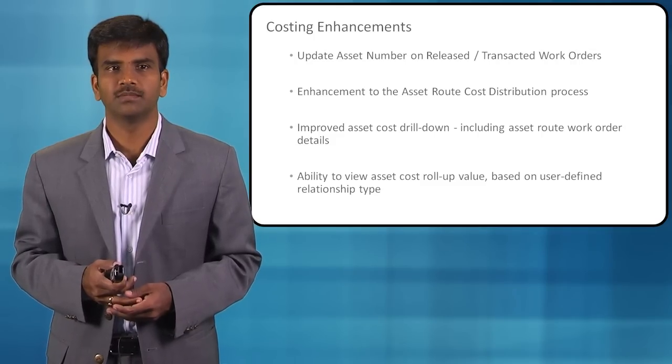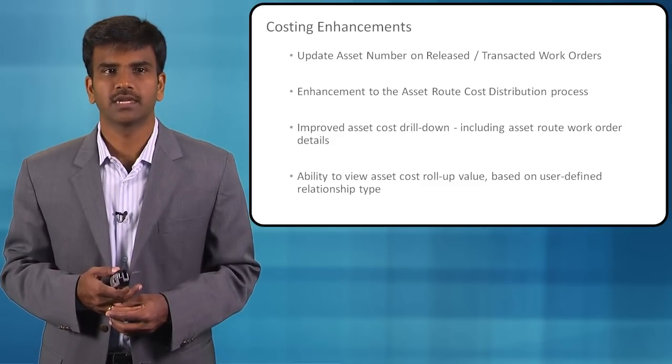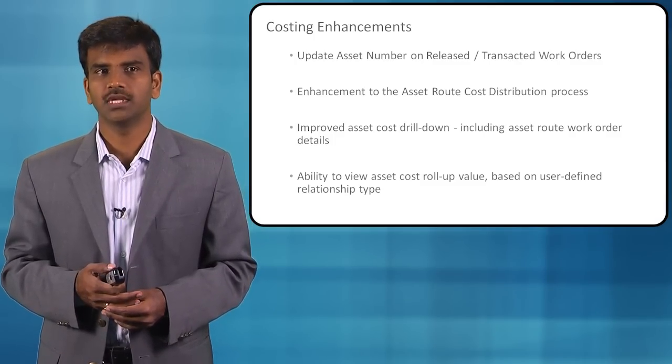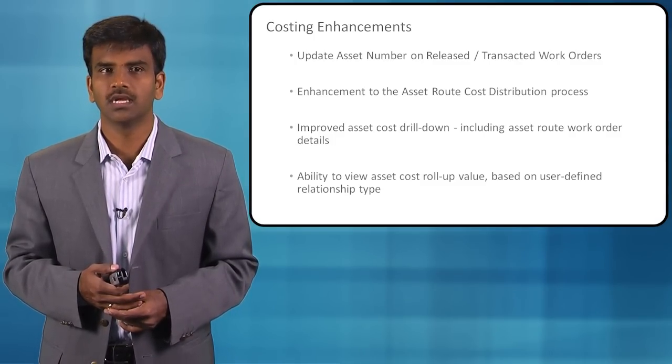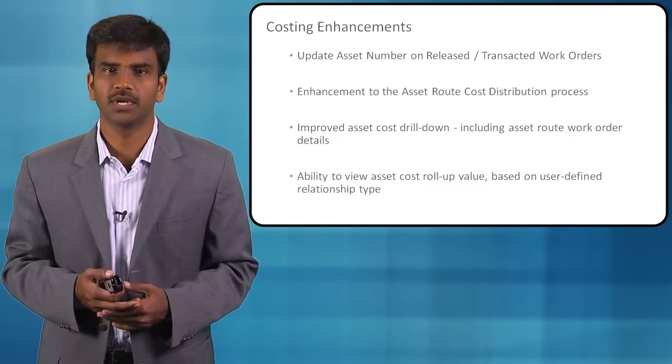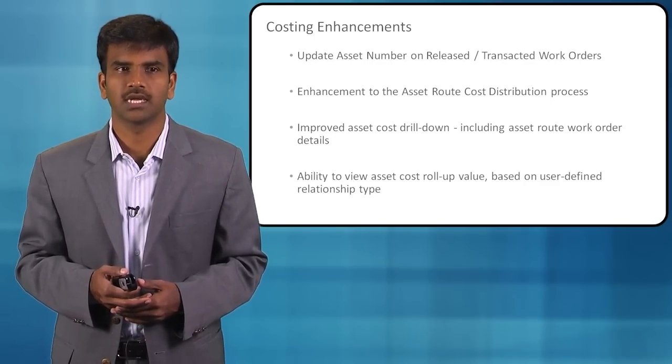With this enhancement, we are also trying to address the asset route cost distribution process, which was constrained by the equal cost distribution earlier. We are having the flexibility of having the differential cost percentage for the member assets when the asset route cost allocation happens.